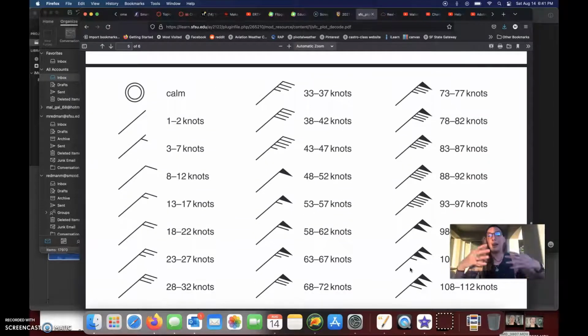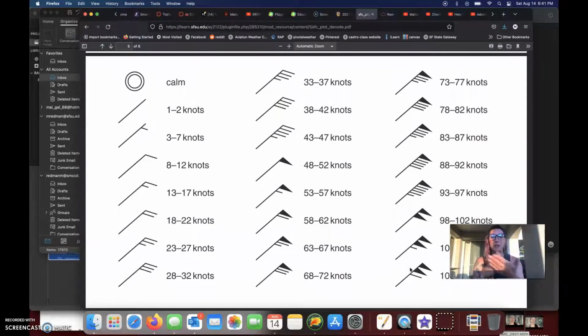Okay, and I have to include that it's not a very specific value, like that one little barb there is exactly 5 knots. Just for completeness purposes, it is a range. So have a look at this just for completeness purposes.